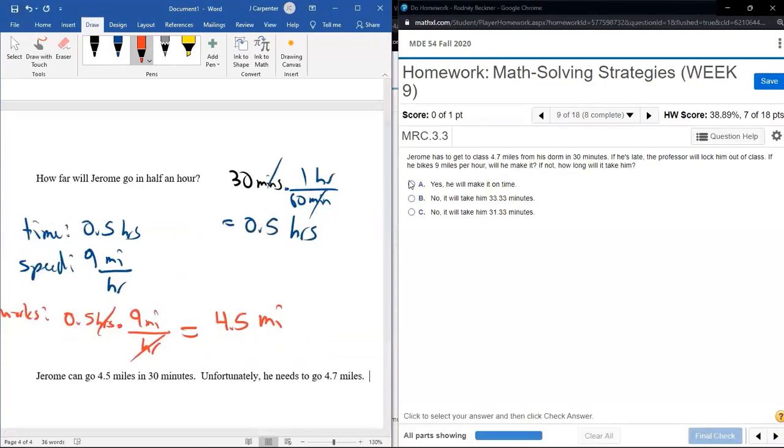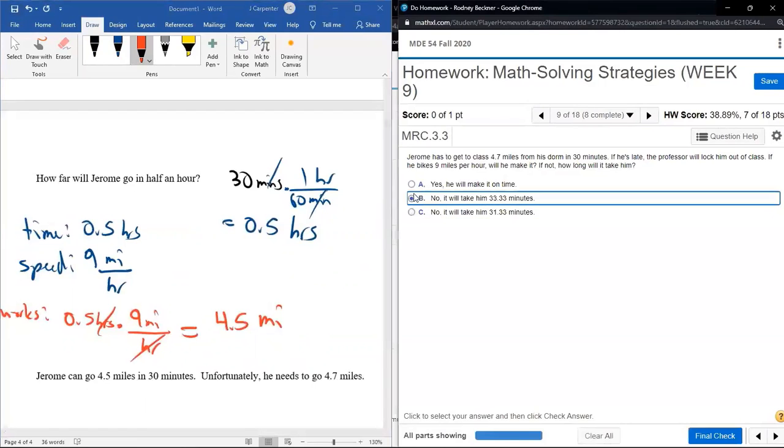So yes, he will make it on time is not the answer. They say no or no. Well, uh-oh. I don't see either of these answers in here anywhere. So what that means is we got to do some different math. So we know he can do 9 miles an hour, but it wasn't fast enough. Now we got to go this 4.7 miles, which is going to take more time.